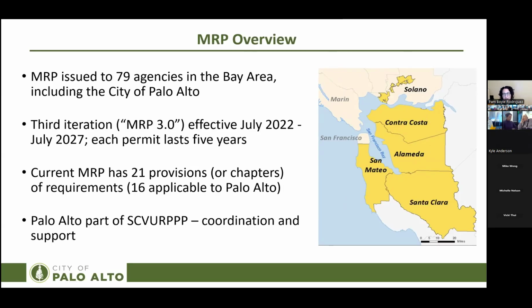the MRP 3.0. Actually this Thursday, the permittees, which are the 79 agencies subject to the MRP, are going to be meeting with the Regional Water Board to kick off negotiations and discussions about MRP 4.0. So each permit lasts about 5 years, and so there's a lot of overlap between the permit still being active and negotiating the next permit.